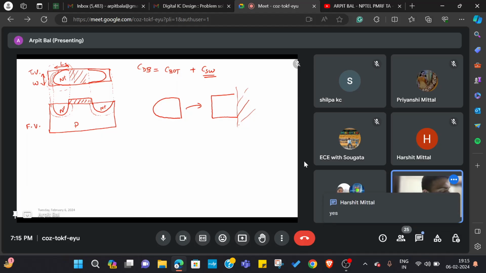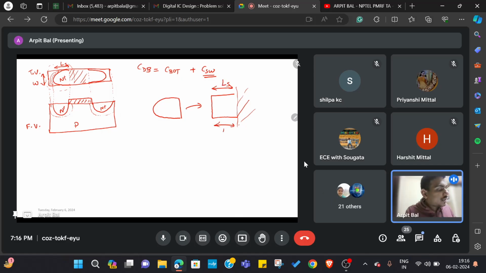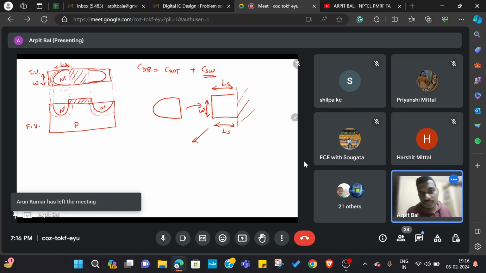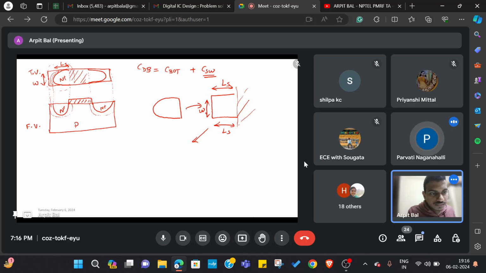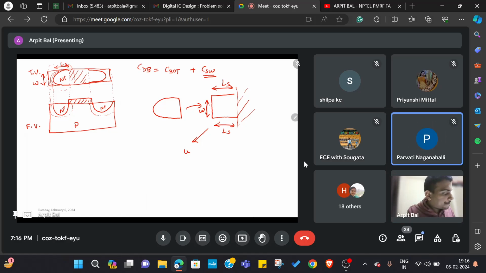Okay, and we know that the dimension of this side is LS, this is LS, and this is W. So what is the perimeter? W plus 2LS. Yeah, you just take the summation of all the sides, right? So we have W plus LS, that is W plus 2LS.